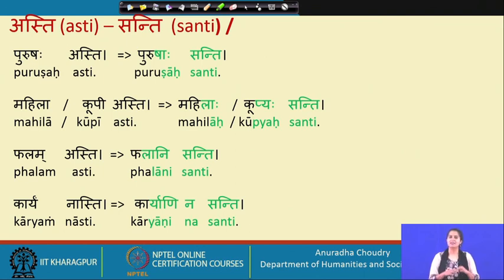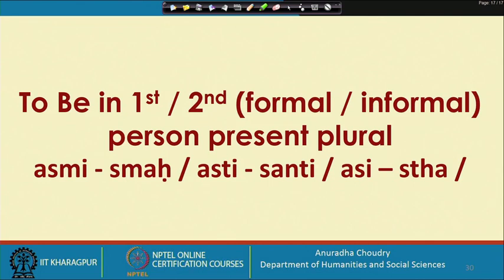You would have noticed that irrespective of the gender of the word, the verb asti becomes santi alone and nothing else. Now what happens in the negative case? If you say is not there, so karyam or work, nasti, no work. Karyam nasti, there is not a lot of work, so karyani na santi. So the word na is added to indicate the negative. We have looked at the third person in the plural for the verb asti, which became santi.